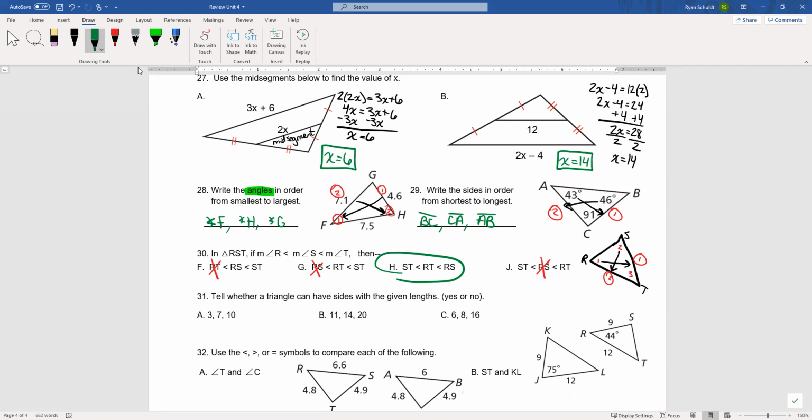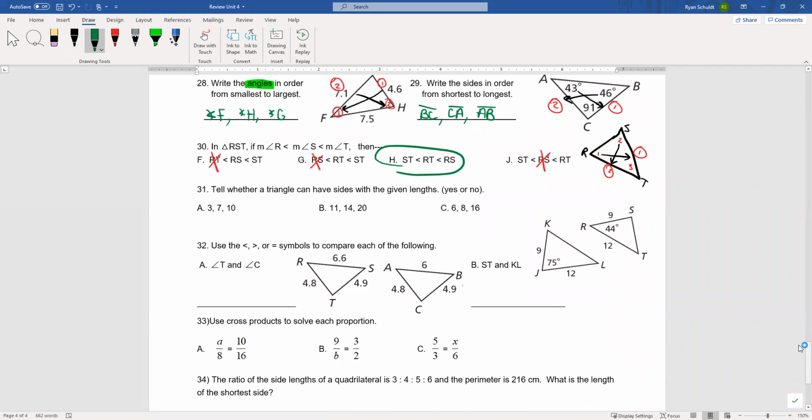Okay, for 31, we have to say whether a triangle can have sides with the given lengths. Well, let's see. So remember, we have to find the two smallest, add them together, and then together they have to be greater than our largest side. So we're going to need to add 3 plus 7. That's going to equal 10. It's equal to 10, our biggest side. This is not good. We don't want equal. So this would be a no.